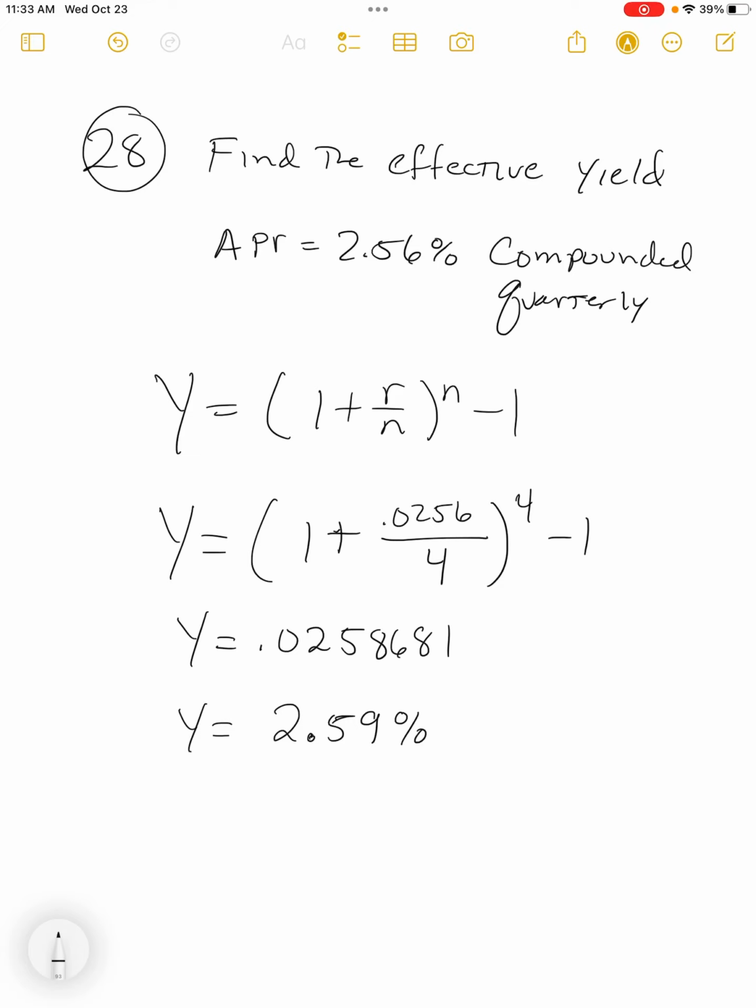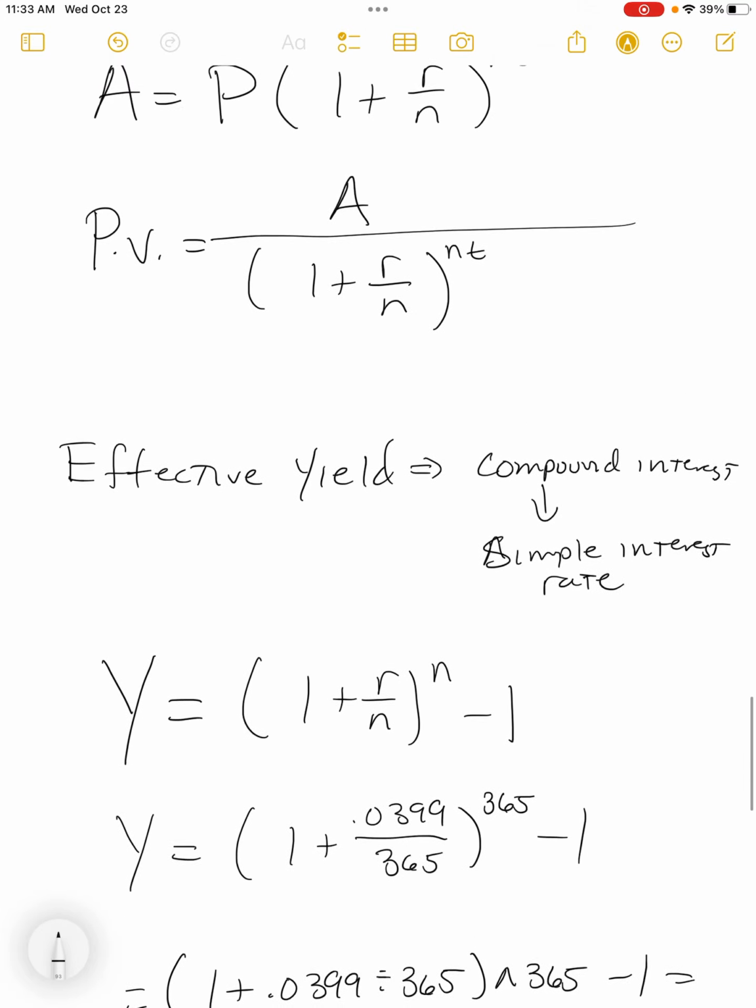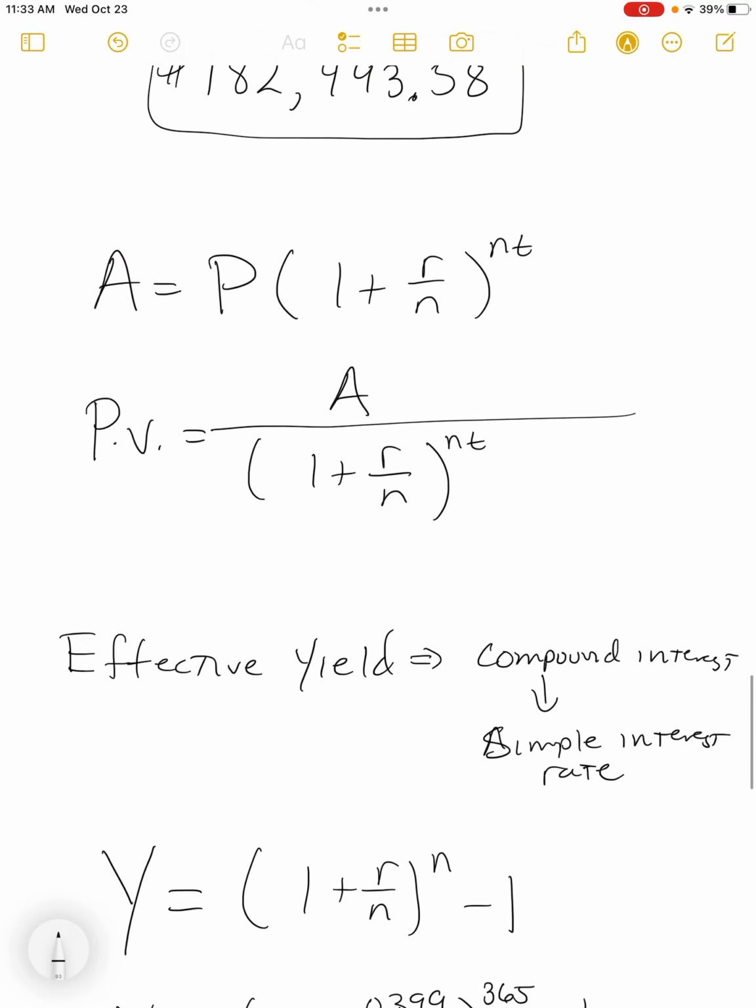So this is what's called the effective yield. It's the last group of problems. Remember, you'll also find the future value as well as the present value in here. So hopefully this video does a good job of guiding you through the homework.